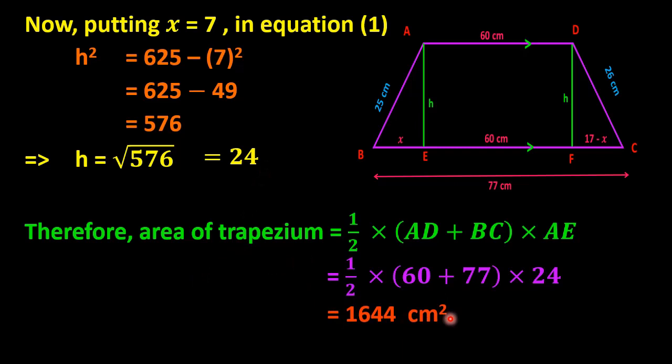So if the height is not given, then we have to follow this method. First we have to find the height, and then only we can find the area of trapezium.